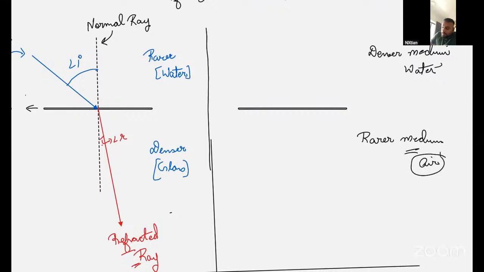Okay. So now in this case, what happens? In this case, it is going to look like this. This is an incident ray, of course, and then a ray which is perpendicular to the surface is called the normal ray. This is a normal ray.